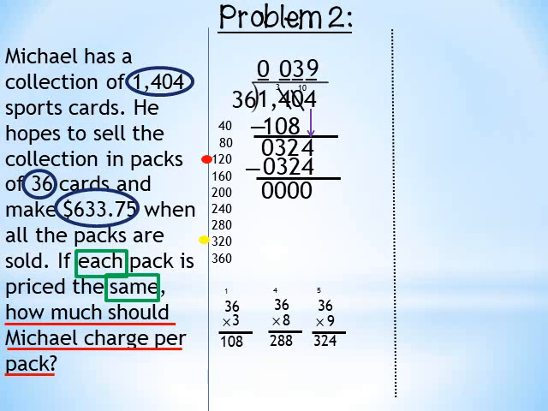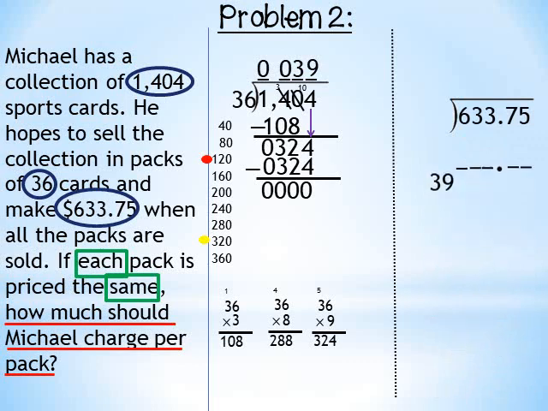So right now, I know that Michael has made 39 packs of cards. With those 39 packs of cards, he wants to make $633.75 total. So we need to know how much one pack of cards is going to be. So we're going to go ahead and divide that.